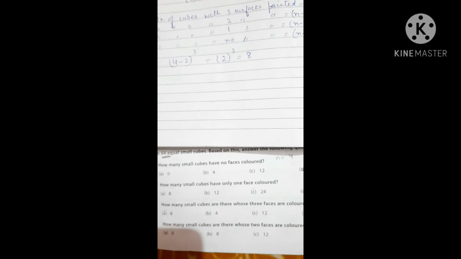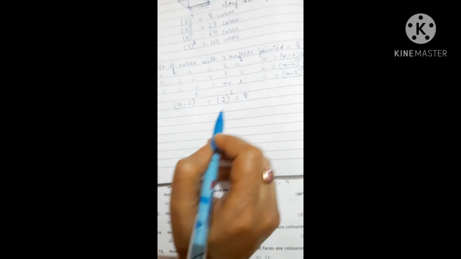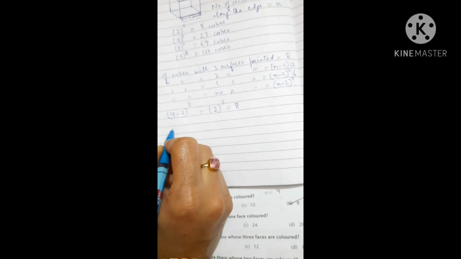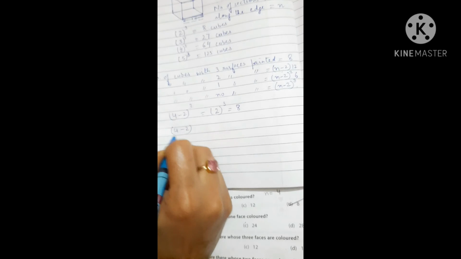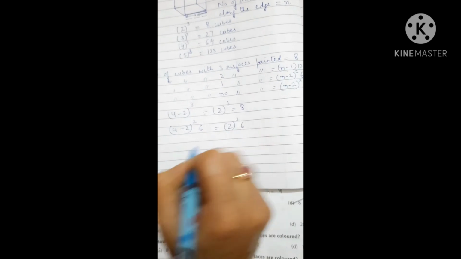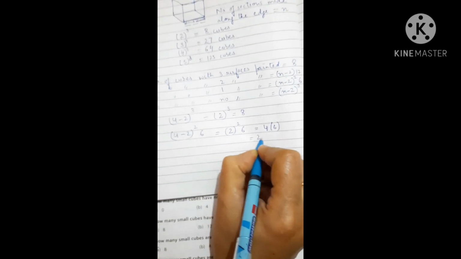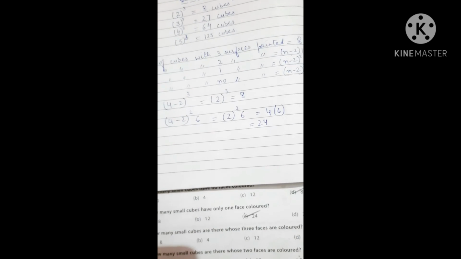Right? Next question. How many small cubes have only one face colored? One face colored. Formula is (n minus 2) square into 6. So put the value. N is 4. (4 minus 2) square into 6. 4 minus 2 is 2. So 2 square into 6. 2 square is 4. 4 into 6. So your answer is 24. So you can take the answer 24.